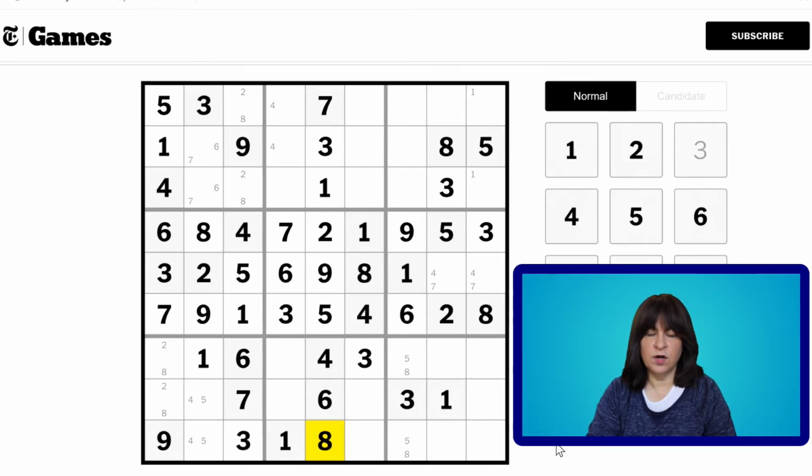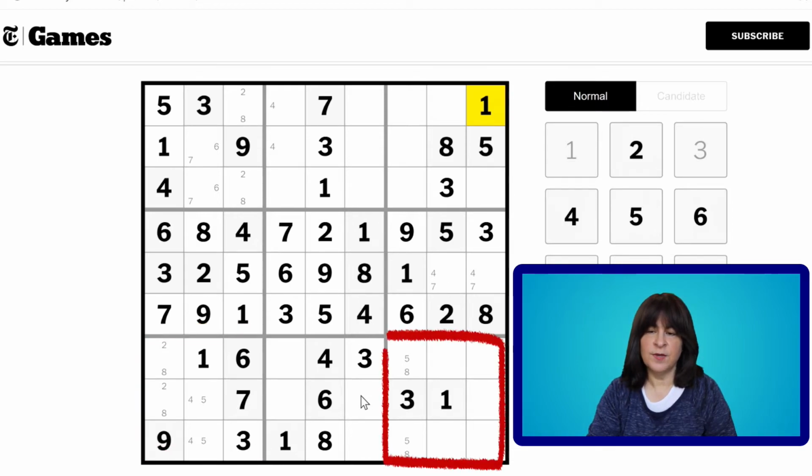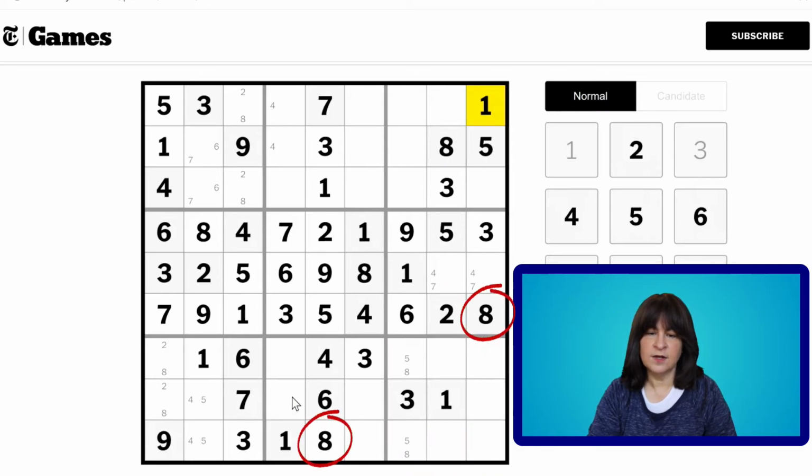Going back to the 1 I placed a few minutes ago here, well, that means this cell can no longer be a 1. So that means this has to be the 1. Now I have a 2-8 matching pair here in block 7, and a 5-8 matching pair in block 9. So because of all of the 8s now pointing to block 9, this can no longer be an 8. So this must be the 8.